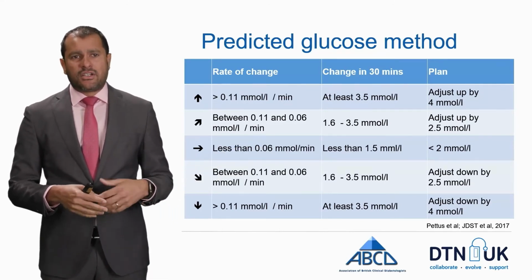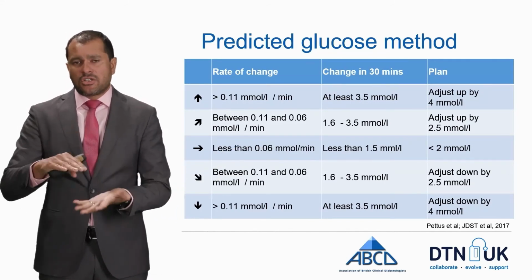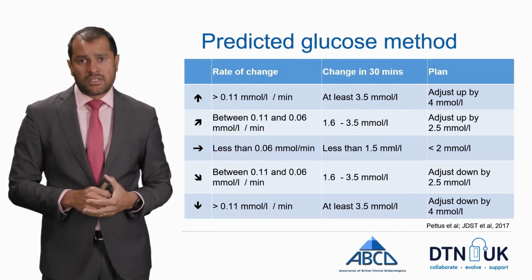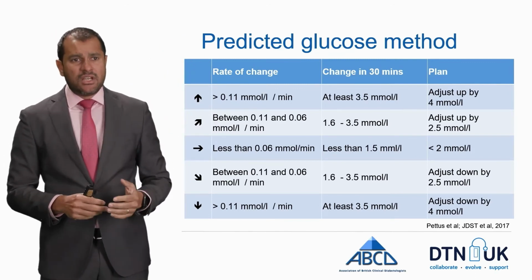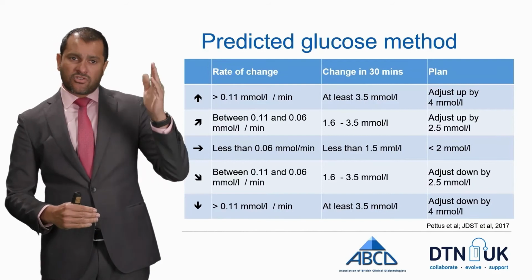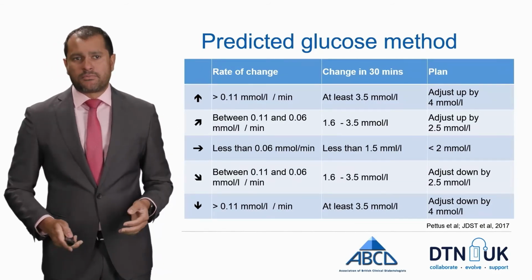If you're flat, you're going to change by less than 2 over the next half hour. So you can just use the blood sugar you've got at that moment. Similarly, if your blood sugar is coming down with an oblique arrow, just adjust down by 2.5 millimoles. If you're going straight down, adjust down by 4 millimoles.